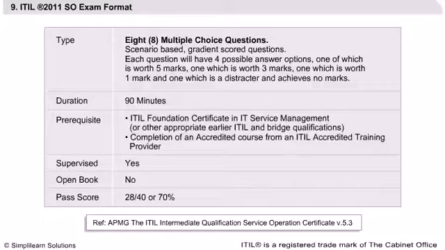The duration of the exam is 90 minutes. As a prerequisite, you need to have an ITIL 2011 Foundation Certificate or ITIL V2 Foundation Certificate plus Bridge Certificate, and completion of an accredited course from an ITIL accredited training provider. It is a supervised exam and closed book. You need to acquire a minimum pass score of 28 right answers out of 40 questions, or score 70% in the exam.